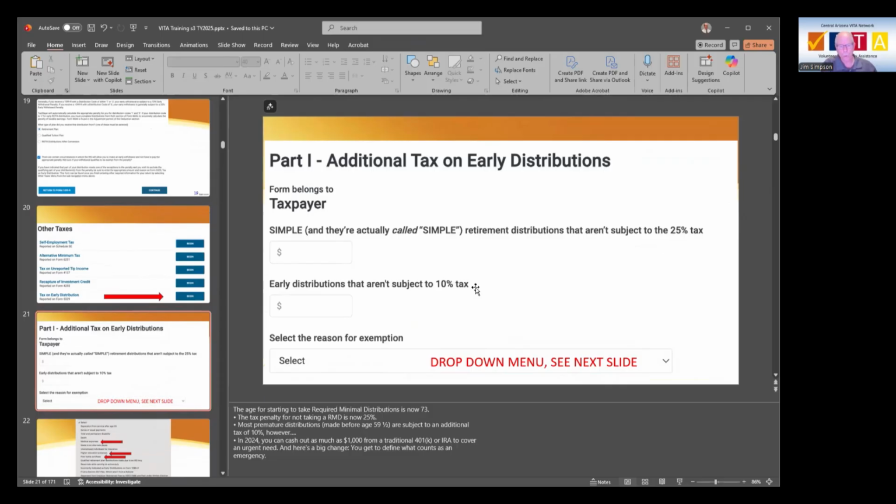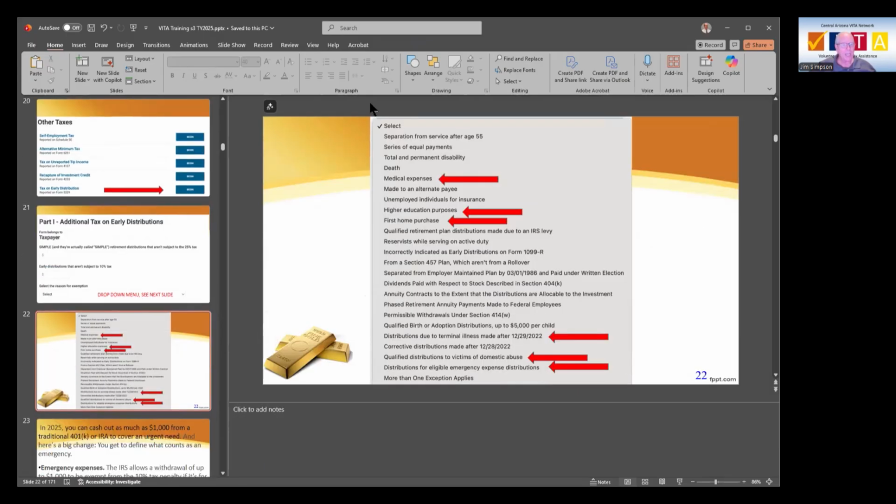Hey, I had to go to school. Hey, I lost my job and I had to pay for it. I bought a home, right? And had to make a huge down payment, and that's the only money I had to make the down payment from. They'll tell you those things, and then you want to look down here, where it says select the reason for exemption. And by the way, those reasons are in your 4012, right? So this says, look at the drop-down menu on the next slide. Here are all the reasons that would exempt you from that 10% penalty.